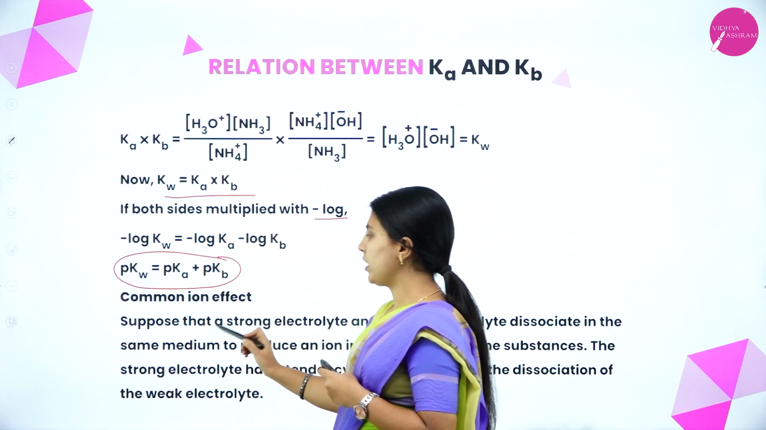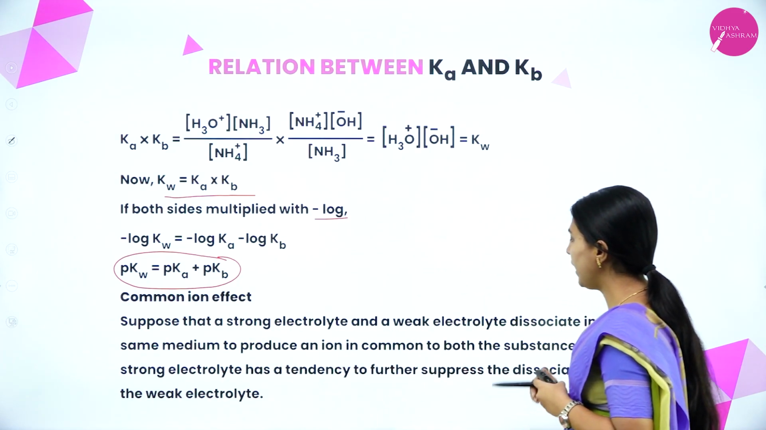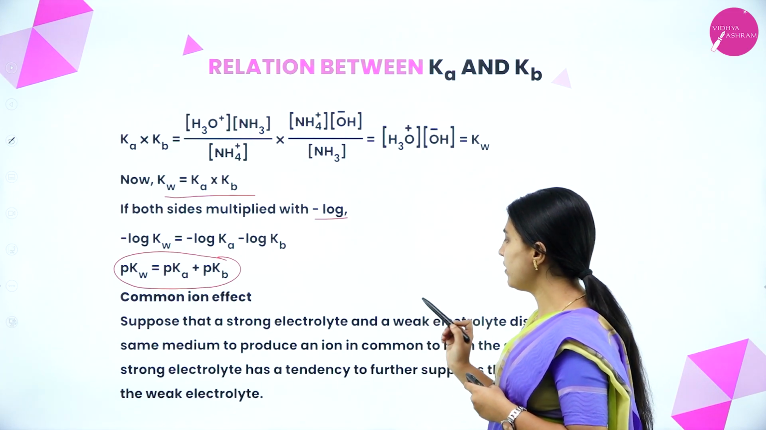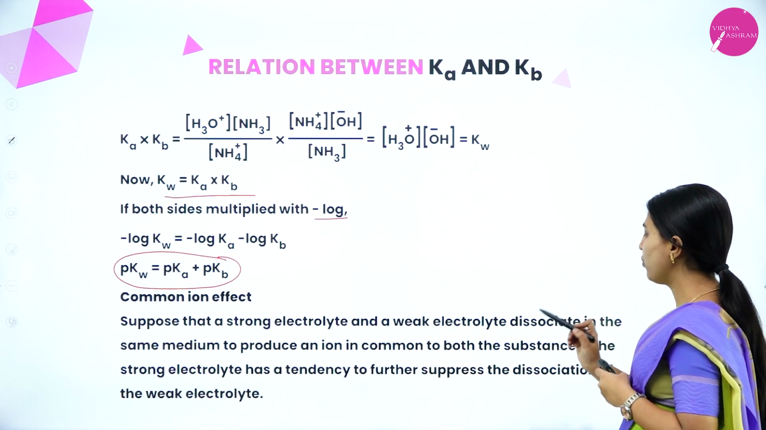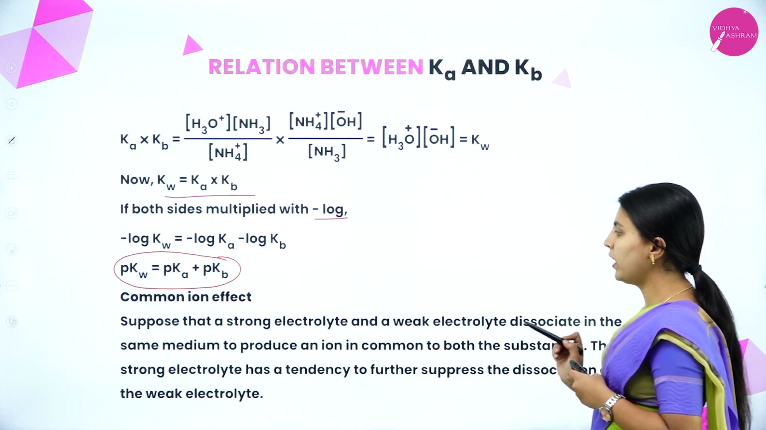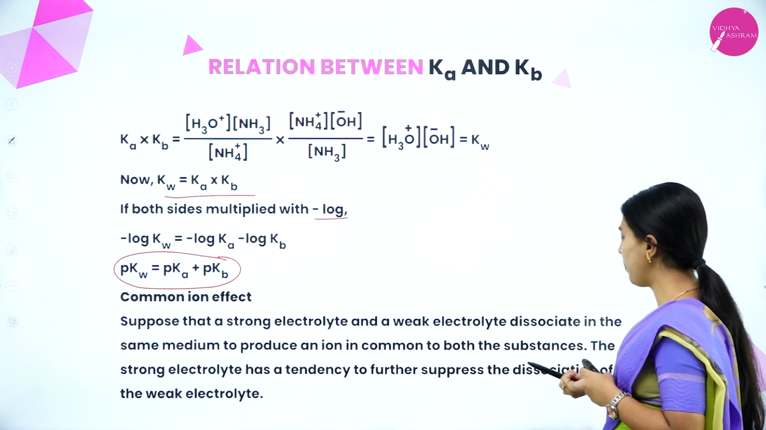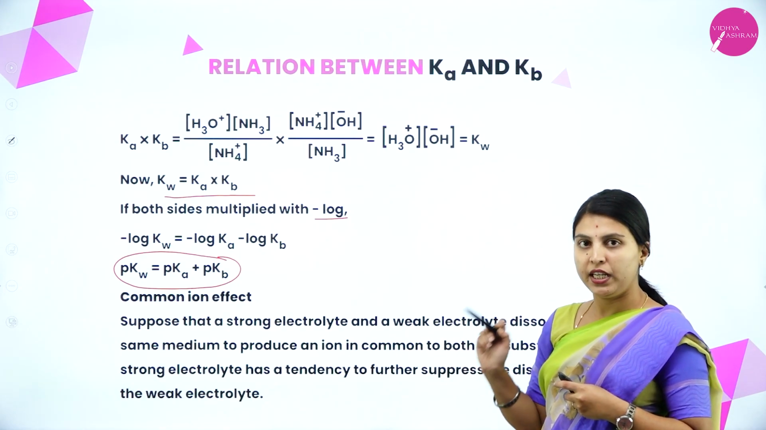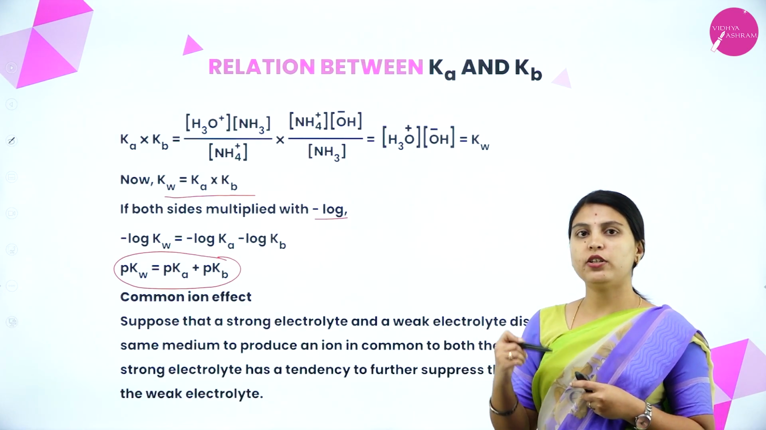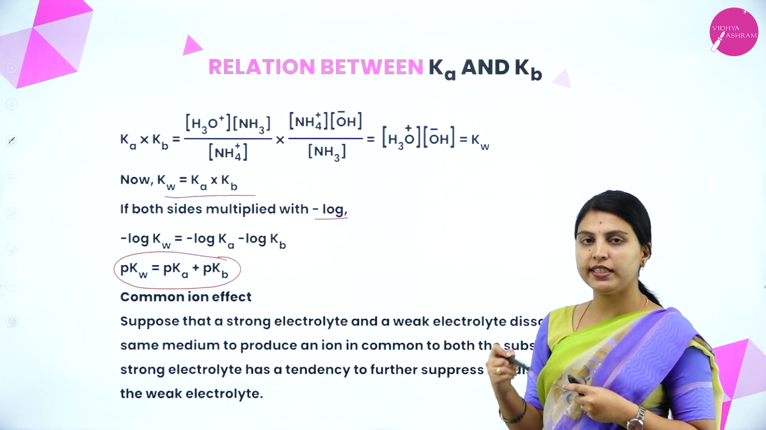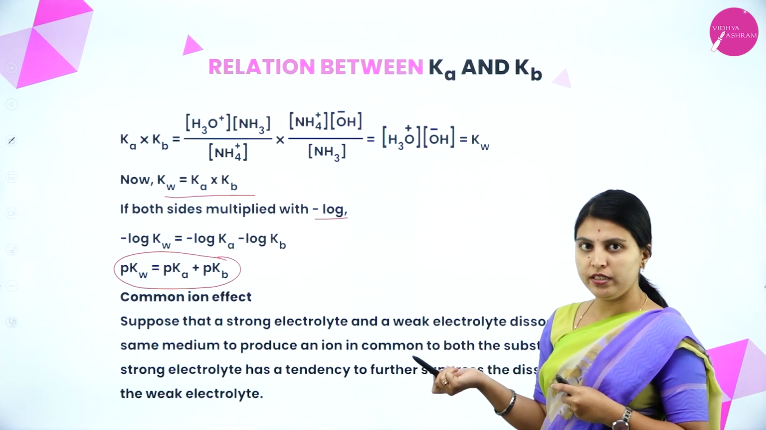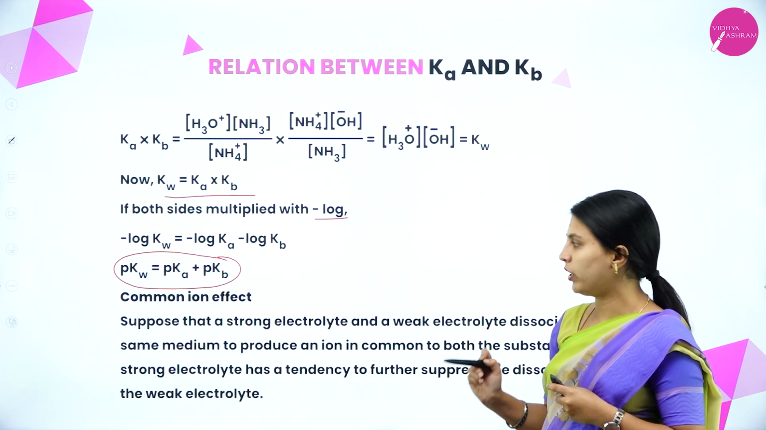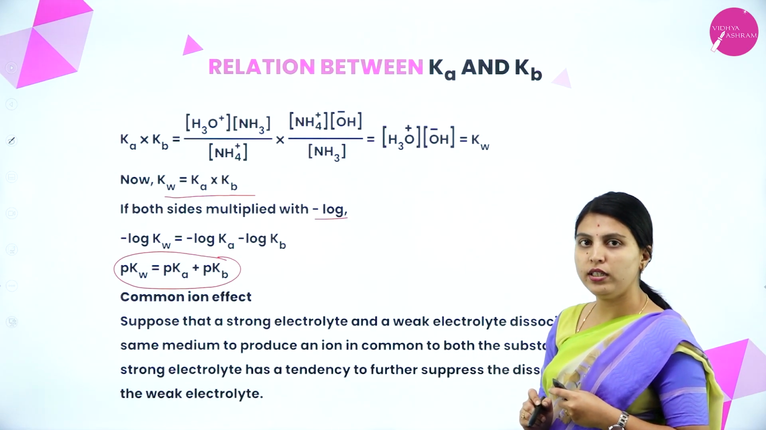Common ion effect. Suppose a strong electrolyte and a weak electrolyte dissociate in the same medium to produce an ion common to both the substances. The strong electrolyte has a tendency to further suppress the dissociation of the weak electrolyte. In one medium, if a strong electrolyte and a weak electrolyte are present and they are liberating their ions, then the strong electrolyte will suppress the action of the weak electrolyte. That is called the common ion effect.